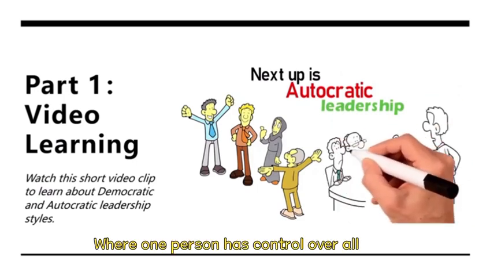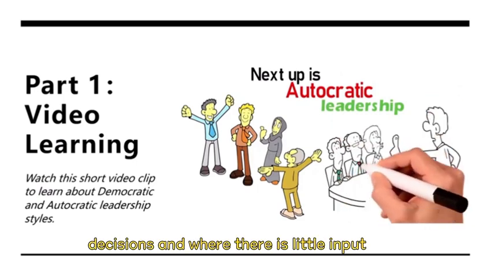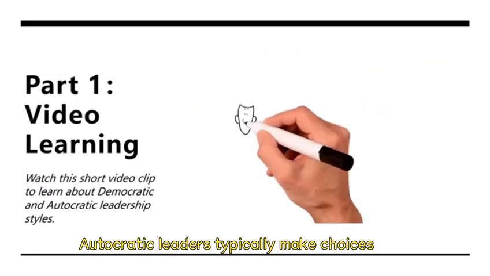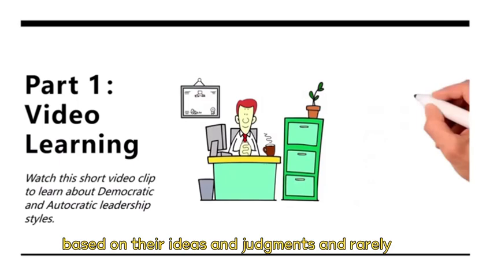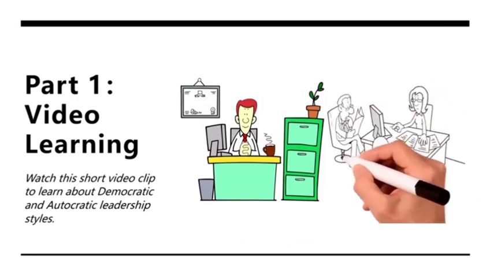Next up is autocratic leadership, also known as authoritarian leadership, which is a leadership style where one person has control over all decisions and where there is little input from group members. Autocratic leaders typically make choices based on their ideas and judgments and rarely accept advice from employees in the organization.